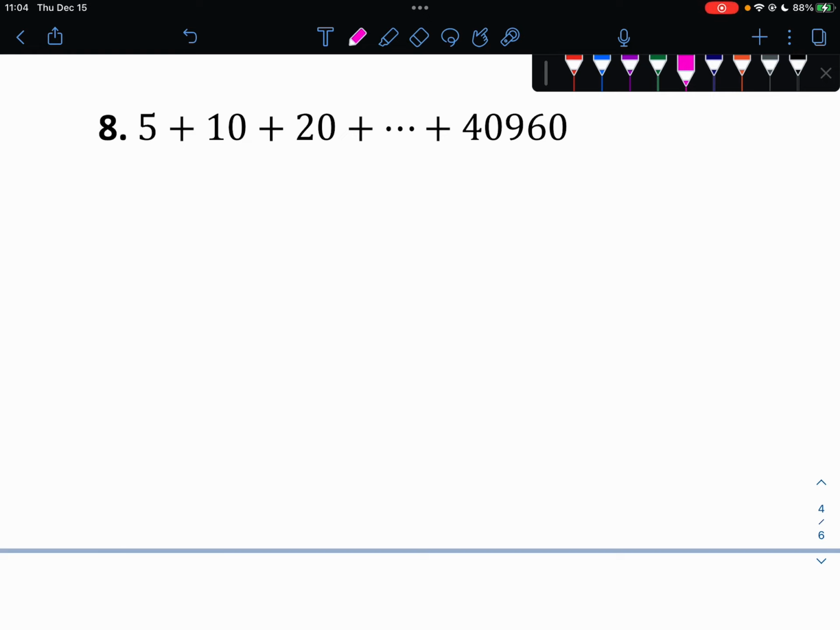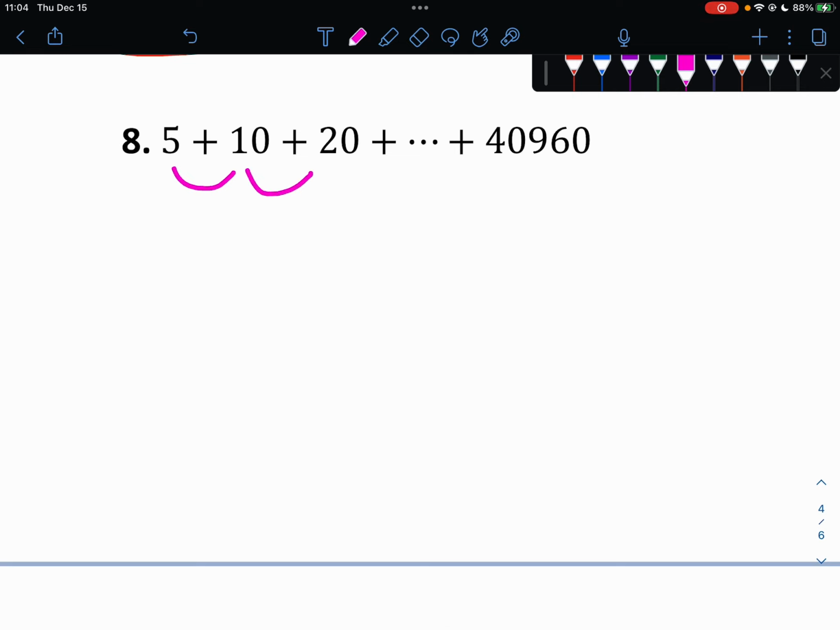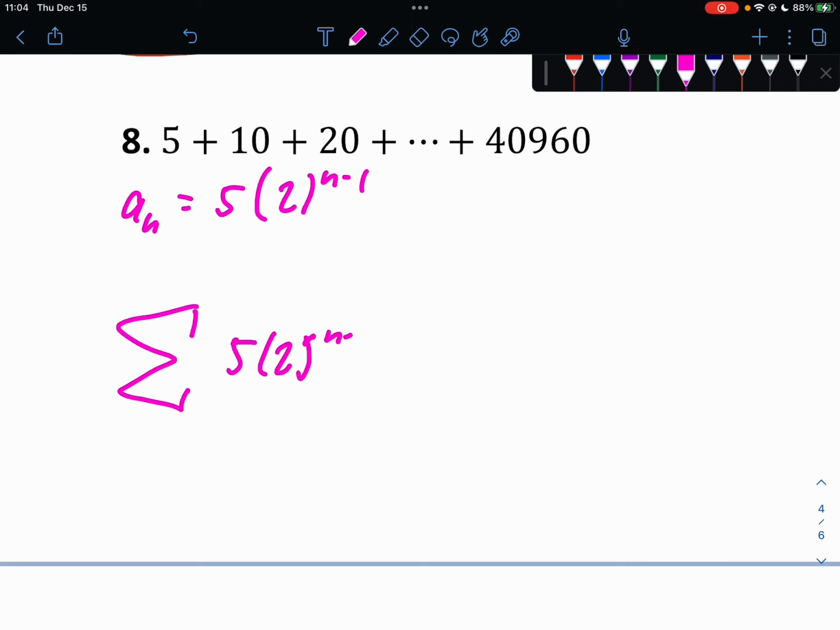And number 8. So let's see what kind of formula this is. We're adding 5, adding 10, so it's not arithmetic. But we are going to multiply by 2, multiply by 2. So this is geometric. All right, so if I wrote out the geometric formula for this one, it would be 5 times 2 to the n minus 1. So my summation is going to be 5 times 2 to the n minus 1, starting at 1. And now we have to figure out what term this number is.